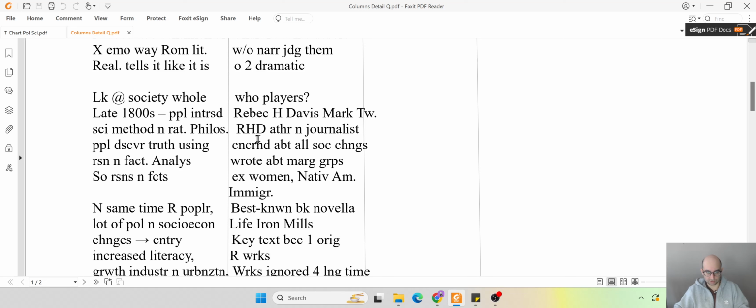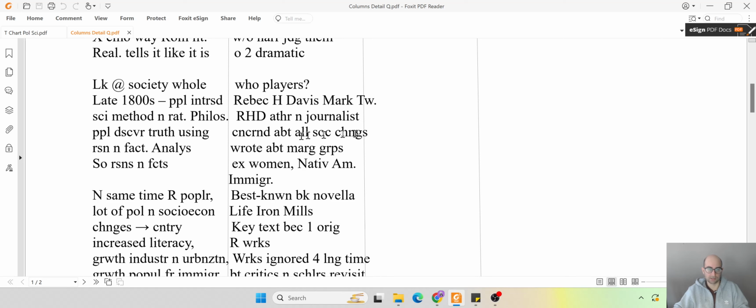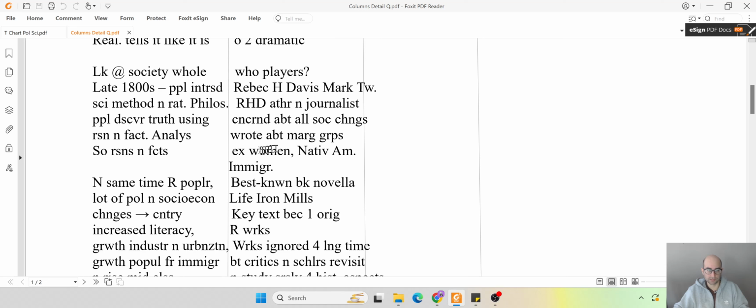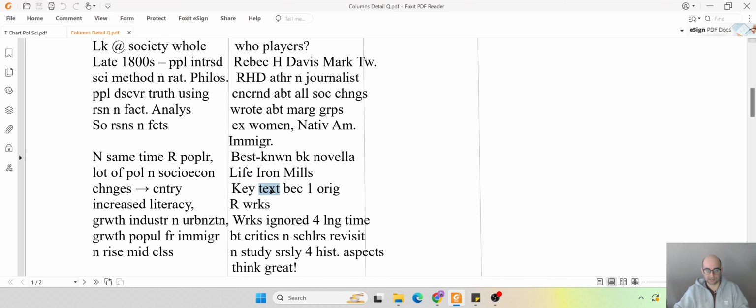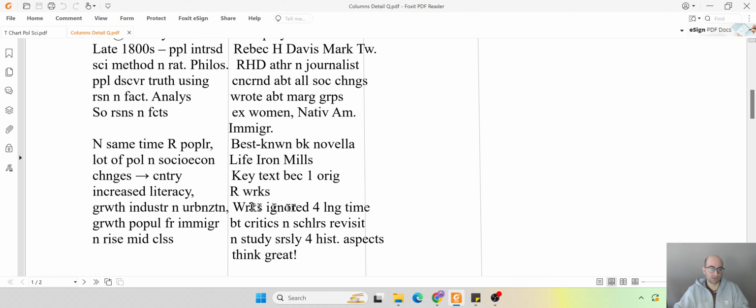So author and journalist concerned about all social changes, wrote about marginal groups, like women, Native Americans, immigrants. And when you understand this stuff, guys, just go through it faster when you're skimming and scanning. Best known for the novella, Life in the Iron Mills. That was the work, right? It was a key text, yep, referring to that, because it was one of the original realist works. The works were ignored for a very long time. Again, this is factual information, guys. So I haven't encountered an opinion or an attitude or a feeling or any thoughts yet.